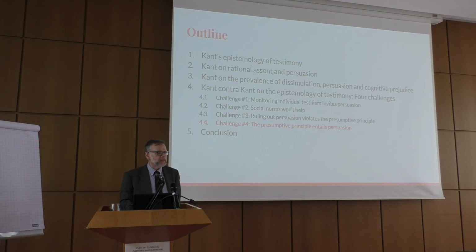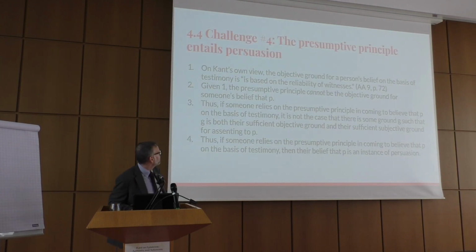And it seems to me that the problem here is that the presumptive principle actually entails that when you believe testimony, it's mere persuasion, and it could never rise to the level of knowledge. So again, I'm just giving you an argument here. And I'm presenting this all on one screen. Here you go, right? So the idea here is, on Kant's own view, the objective ground for a person's belief on the basis of testimony is based on the reliability of witnesses, right? That's what he says, right?